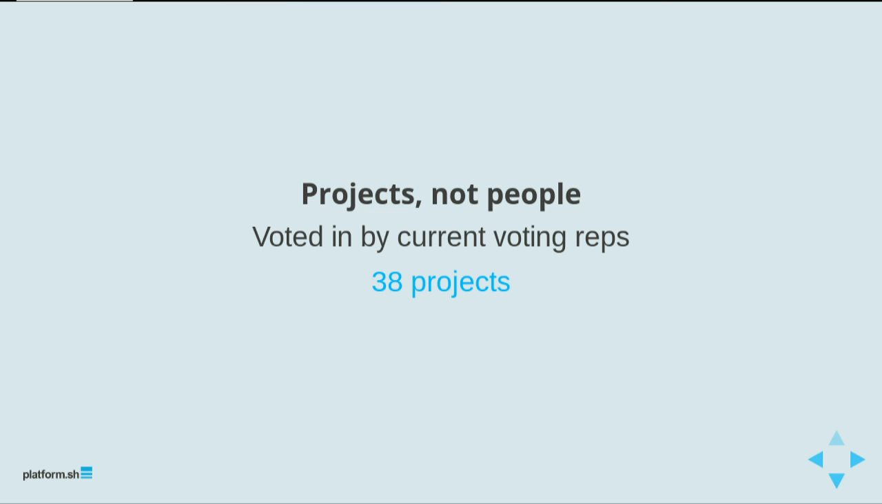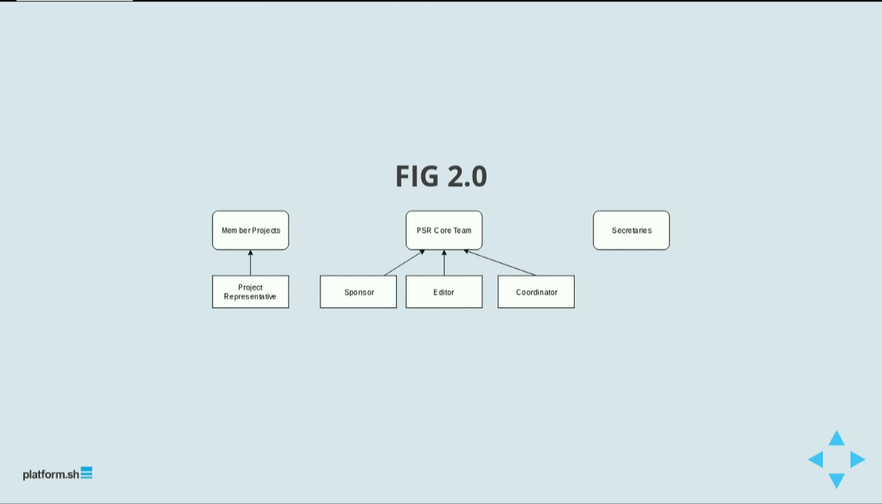And ultimately, project reps are answerable to their projects, as they are essentially ambassadors to a PHP UN. It is the effective analogy. So is this readable? Not at all. I apologize for that. But we have project representatives who represent a member project.